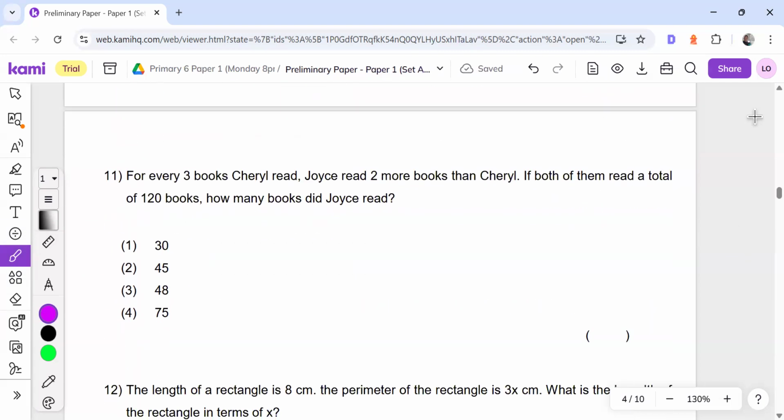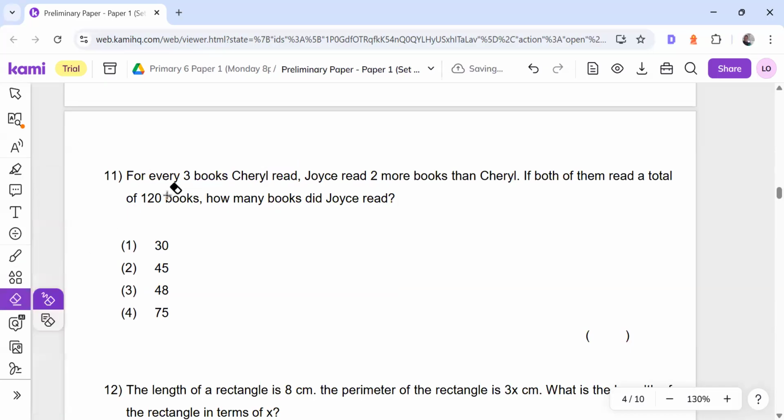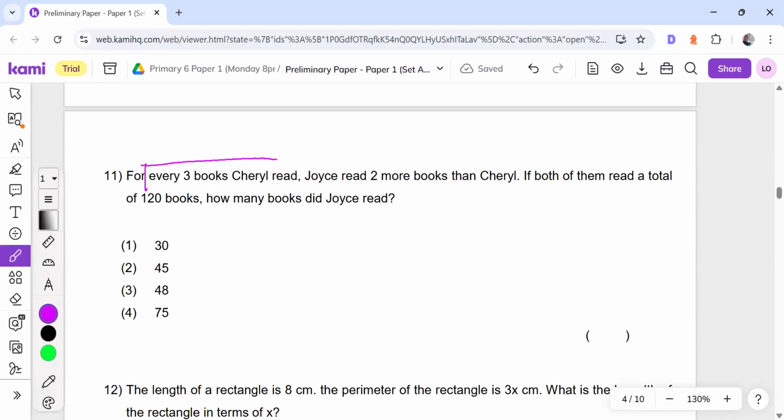Question 11. Now, question 11, when you see every three books, the word every, you can use grouping or you can use ratio. So we're going to use ratio to do this, which is quite simple. So every three books, Cheryl read, Joyce read two more. So 3 plus 2 become 5. And then when you do ratio, there's a total. Total is 8. All right, so how do we know whether we can use ratio? When you see the word every, you can also use ratio.